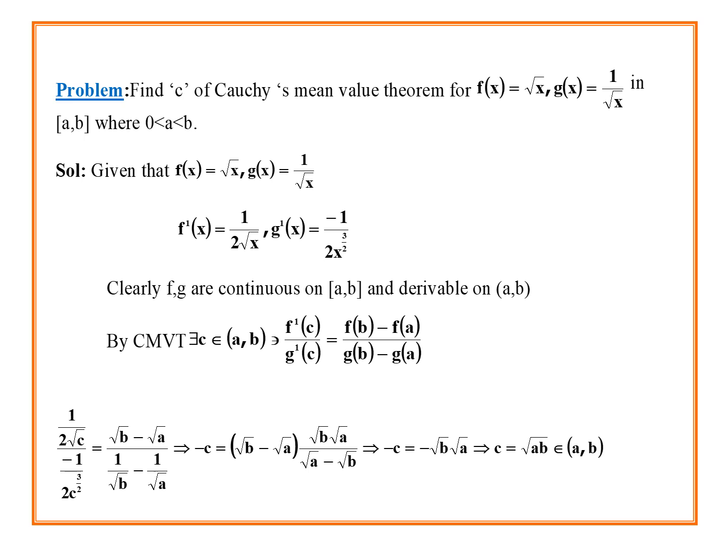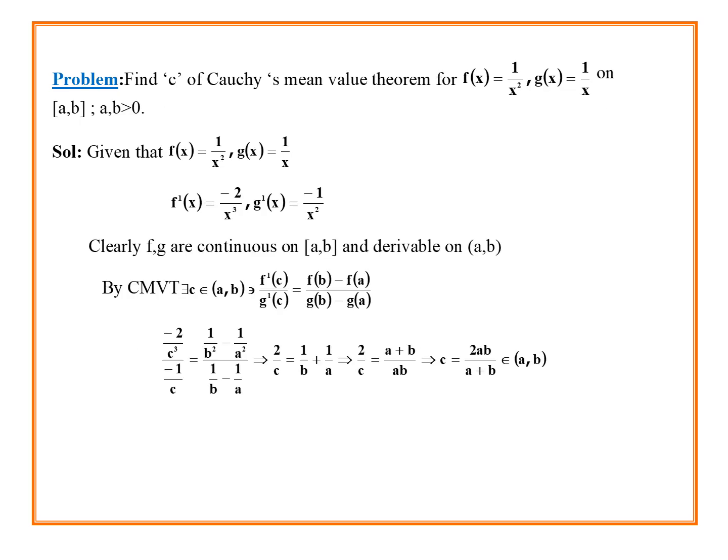Now 1 by 2 into root c by minus 1 by 2 into c power 3 by 2, that is equals to root b minus root a by 1 by root b minus 1 by root a. That implies minus c is equals to root b minus root a into root b root a by root a minus root b. That implies minus c is equals to minus root b root a. That implies c is equals to root ab, which belongs to open interval a comma b.